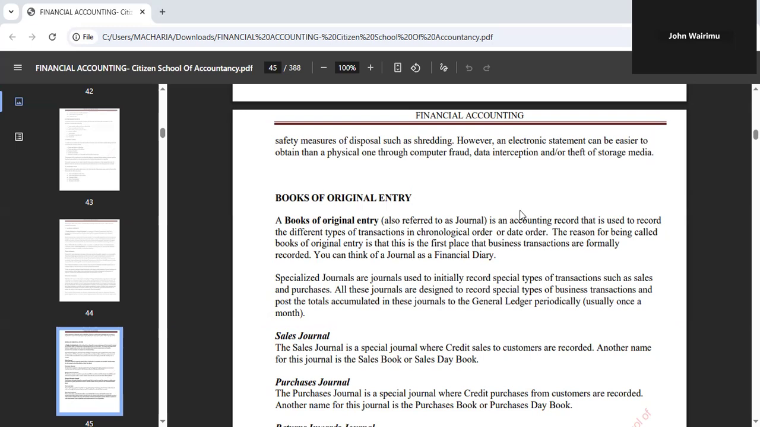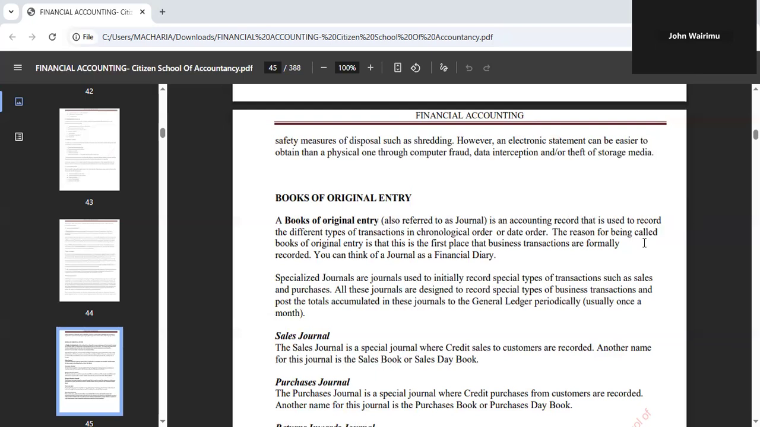So when talking about the books of original entry, you're referring to an accounting record that is used to record the different types of transaction in chronological order or date order. The reason for being called the books of original entry is that it is the first place that a business transaction is formally recorded before you transfer it to other places.